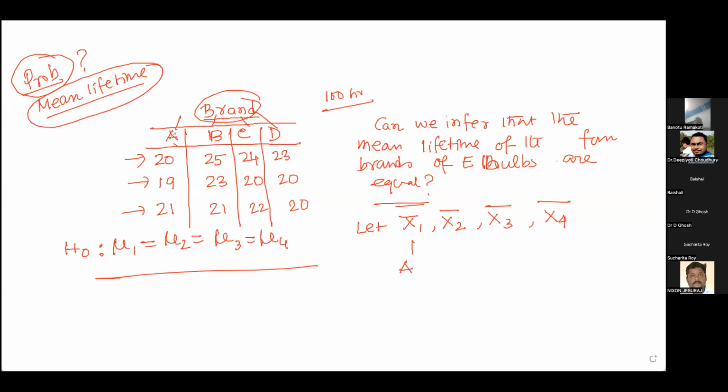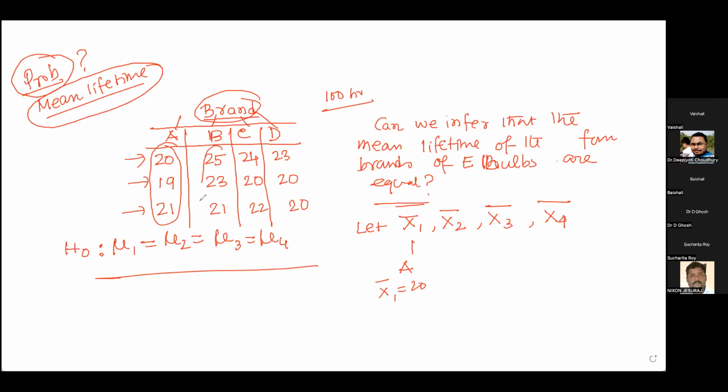That is the mean lifetime for brand A. That is what will be the mean here. What will be the mean of these three values? Can anybody tell me, dear participants? Can anybody tell me from your side? 20. Yes, exactly. So here the mean lifetime of brand A, X1 bar, will be 20.